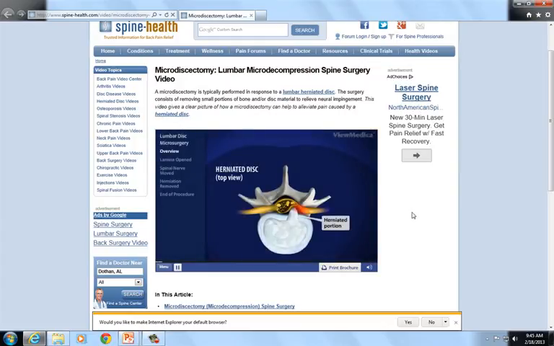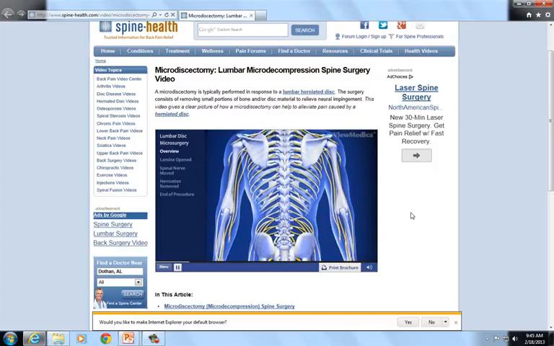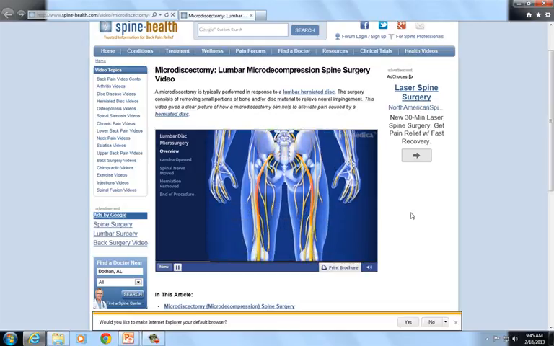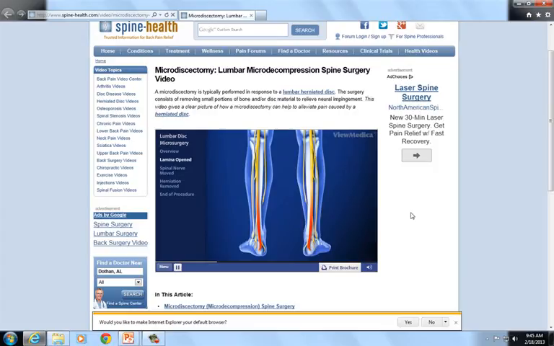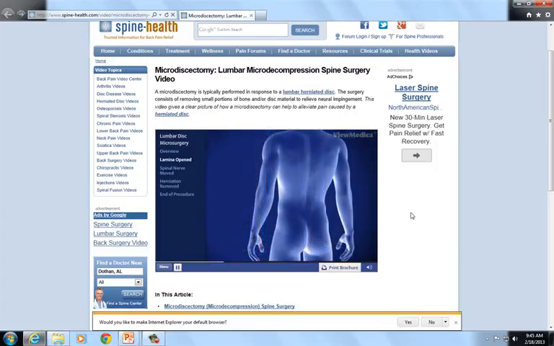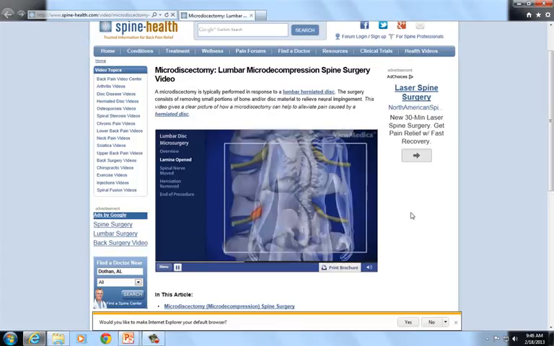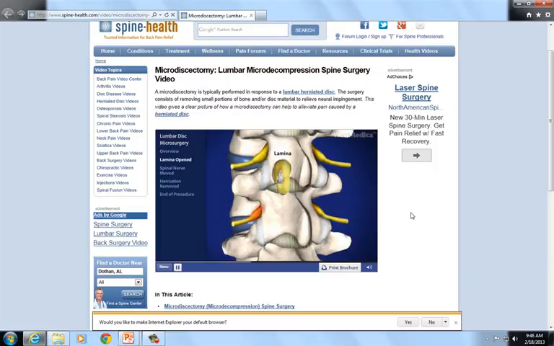Lumbar disc microsurgery. This minimally invasive technique is used to remove the herniated portion of a vertebral disc. It is 95 to 98% effective in eliminating leg pain, called sciatica, which is caused by nerve root compression. The procedure is performed through a small incision on the back. After creating a small incision directly over the herniated disc, the surgeon creates a small window in the lamina, that's the bone covering the spinal canal.